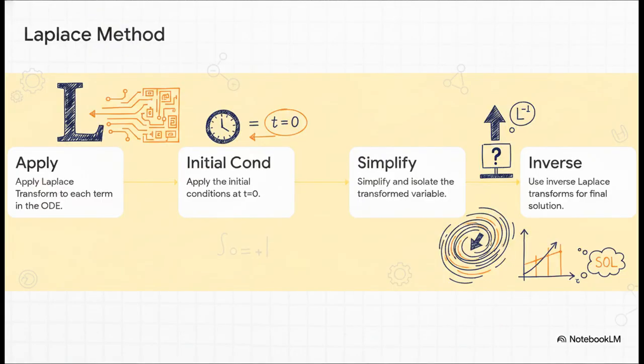To make sure you have a really clear, reliable guide for your coursework and exams, here is the basic checklist for using the Laplace method. First, apply the Laplace transform to each term in your differential equation using your standard lookup tables. Second, and this is a huge advantage over other methods, immediately plug in your initial conditions at t equals 0. You don't have to wait until the end. Third, simplify the equation algebraically to isolate your transformed variable. And finally, use inverse Laplace transforms and maybe some partial fraction decomposition to translate your answer back into the time domain to get that final solution.